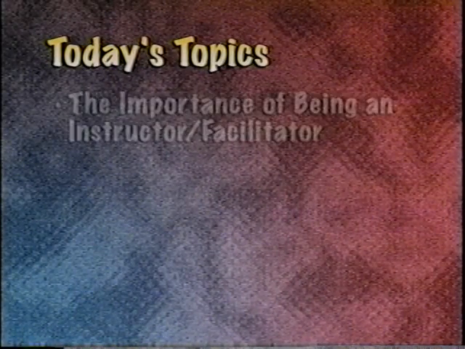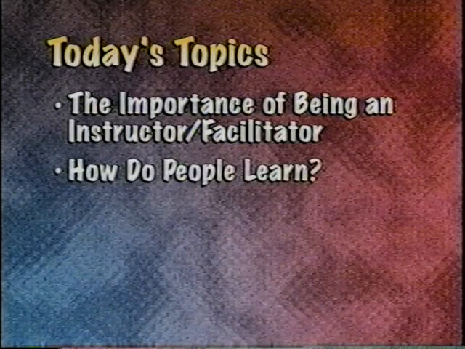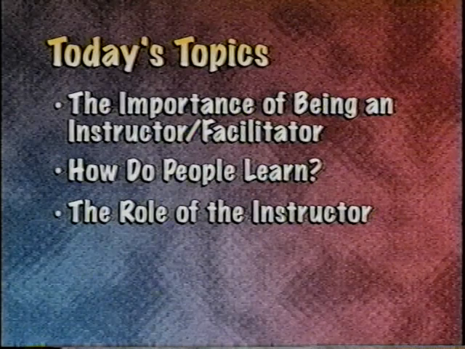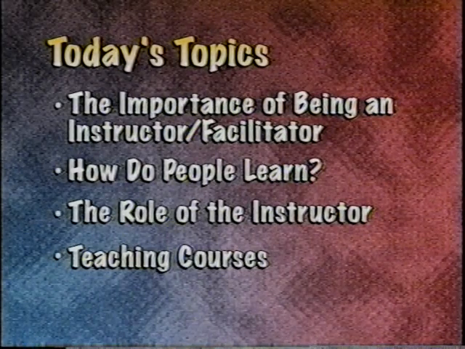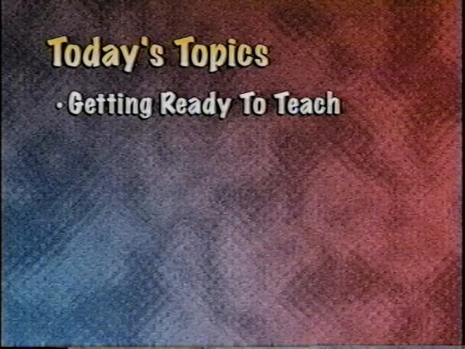Now, the topics we're going to cover in this course today are the importance of being an instructor facilitator, or being part of the disaster training team representing the American Red Cross. How do people learn? The adult learning principles. The role of the instructor, basic functions and communication. Common methods for teaching courses. Common methods for facilitating simulations. Getting ready to teach. How to prepare prior to the course.